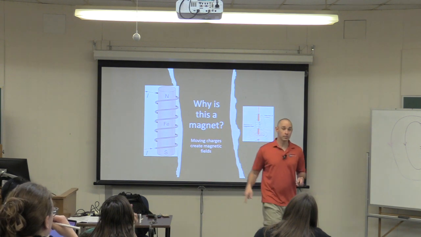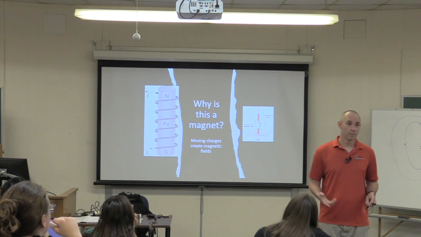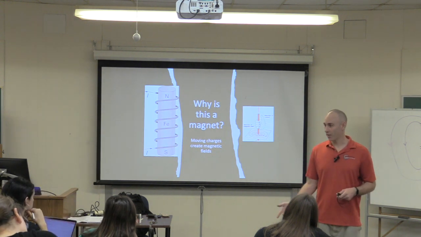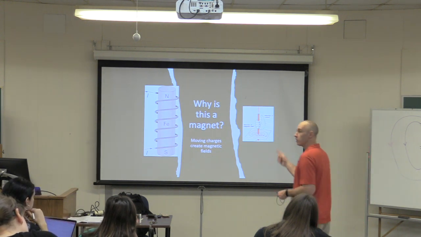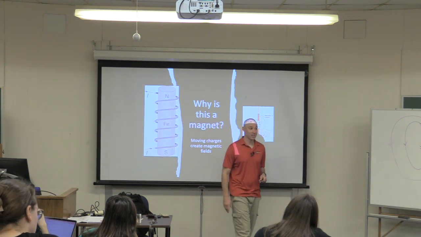Remember what I did with the paper clips? They have iron in them. I put them next to a strong magnet. They became magnetized by the magnetic field of that strong magnet. This coil is producing a magnetic field that is causing the iron in the middle to become magnetized.